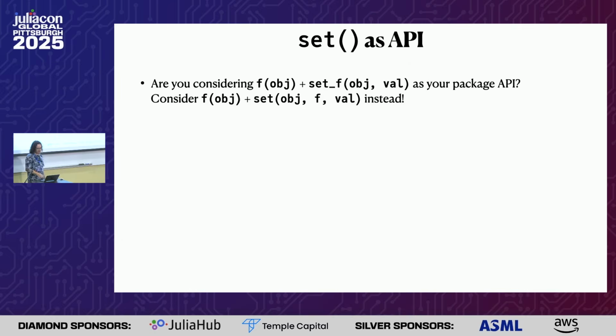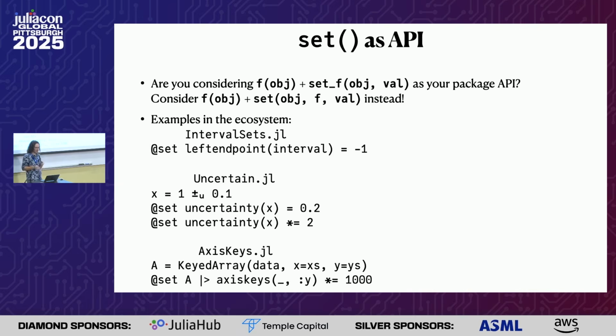Another use case is really using and defining the API of your packages using the set function. It is generally common, not just in Julia, to have some function f and be able to get and set this property of an object. And very often, I mean, not extremely often, but from time to time, I see it being defined as f and set f. To save the user from learning different functions like f and set f separately, consider defining f and the accessor's set function with it.